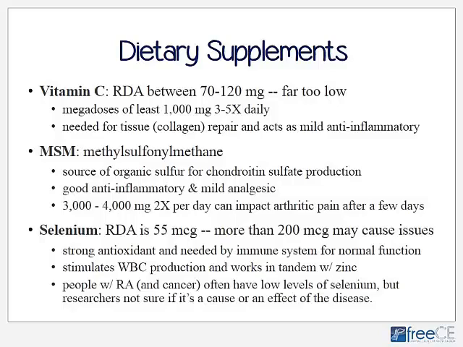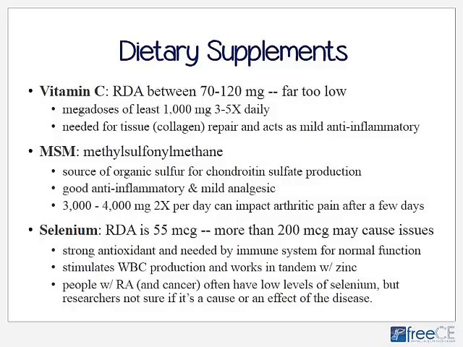This is particularly important for OA, less so for RA, although MSM is also a good anti-inflammatory. Selenium, RDA is 55 micrograms, and that seems to be about right, although many people don't get that amount. More than 200 micrograms daily may cause some issues, so certainly stay under that if you're supplementing.